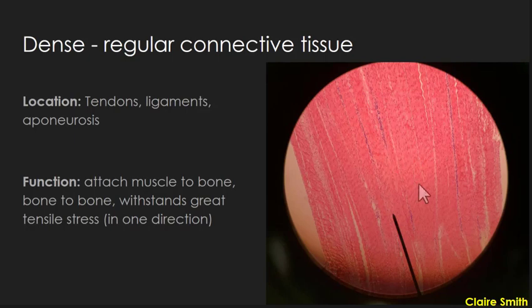This can be found in tendons, ligaments, and aponeuroses. So an aponeurosis is a sheet, like a tendon or ligament, holding stuff together. So attaching muscle to bone, bone to bone, and withstanding great tensile stress in a single direction. So our tendons and ligaments are being pulled on either end by a muscle. They're connected to the bone, whatever it may be. So this one would be oriented, so be pulled this way, down this way or something, right? So dense regular connective tissue.